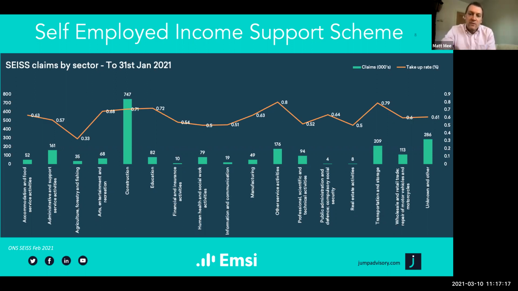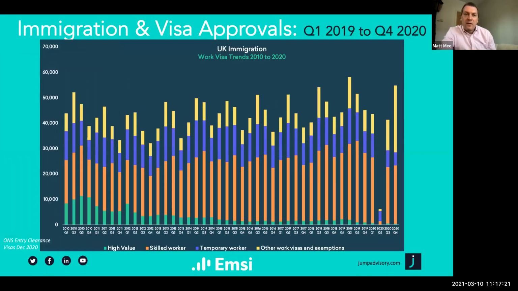I'm conscious of time, so I'm going to crack on through a few more data sets. A couple of other things here, and I think there's some really interesting insight around the structure of the UK workforce and how that's changing. First of all, to set the context, we've obviously got a new points-based immigration system now post Brexit. Just to quickly explain the slide, you've got different types of visa approvals that happen when we bring labour into the country.